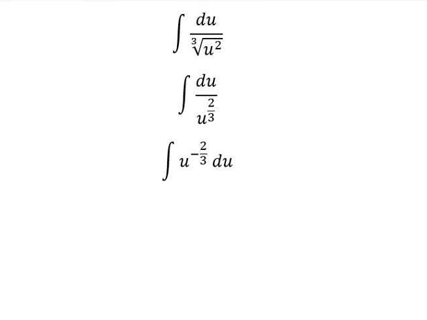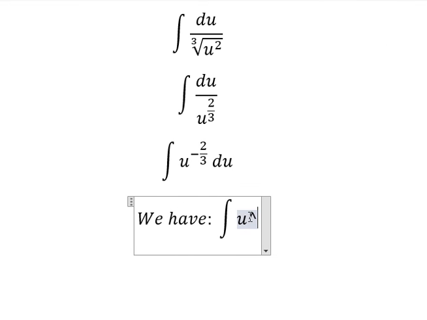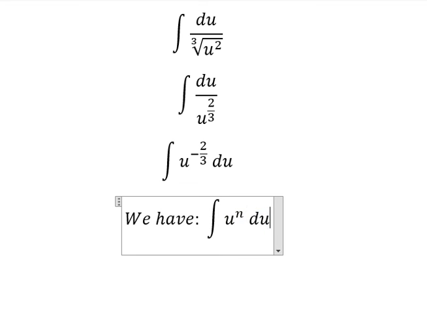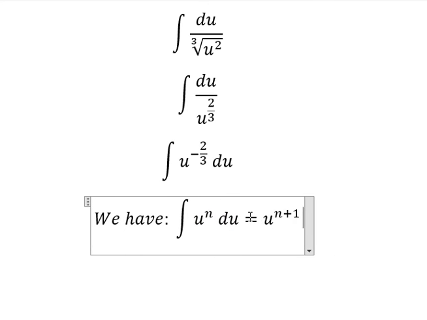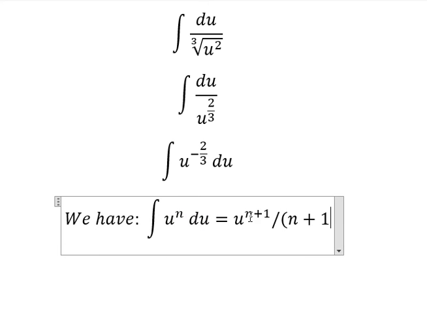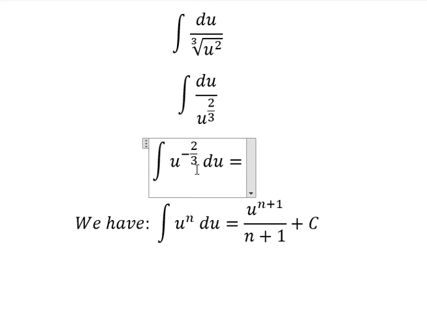And now we have the formula in here. The integration of u to the power of n du is u to the power of n plus 1 over n plus 1, and I will put plus c. Now we can apply the formula in here.